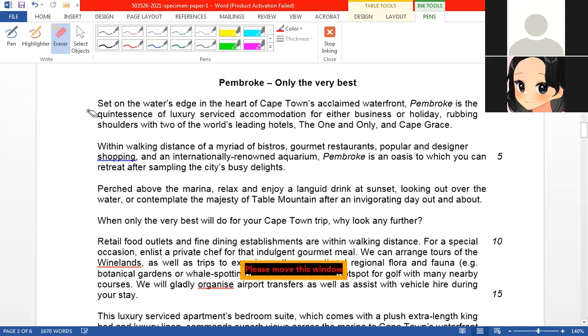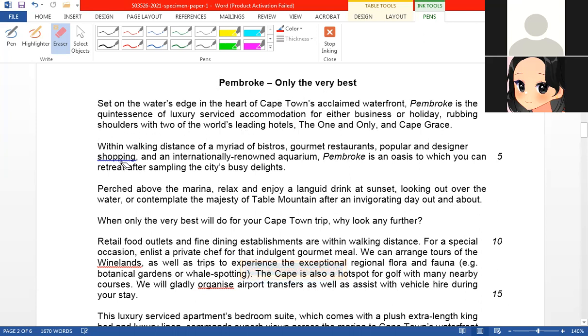So they're opening with what? They're giving you the introduction of the Pembroke apartments, that they're providing you luxury serviced accommodation. So it has a royalty to it, a royal tone to it.